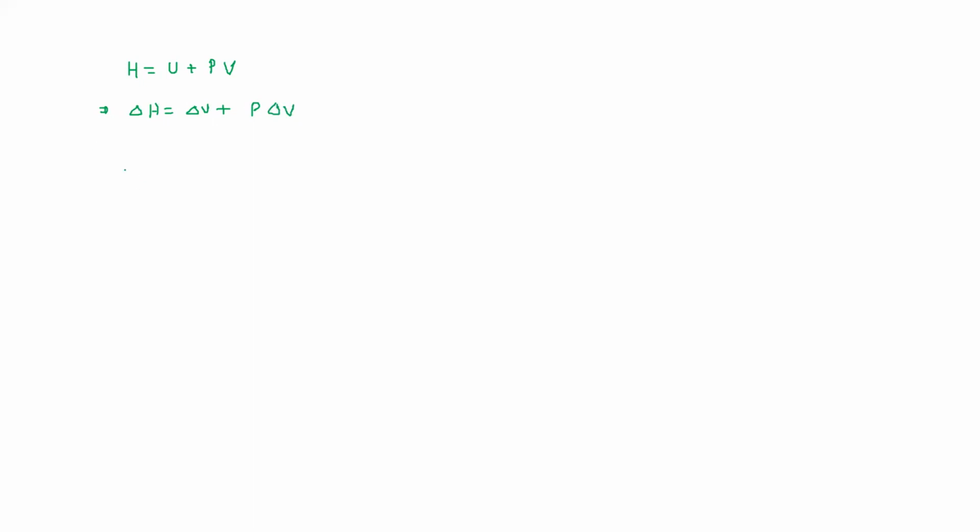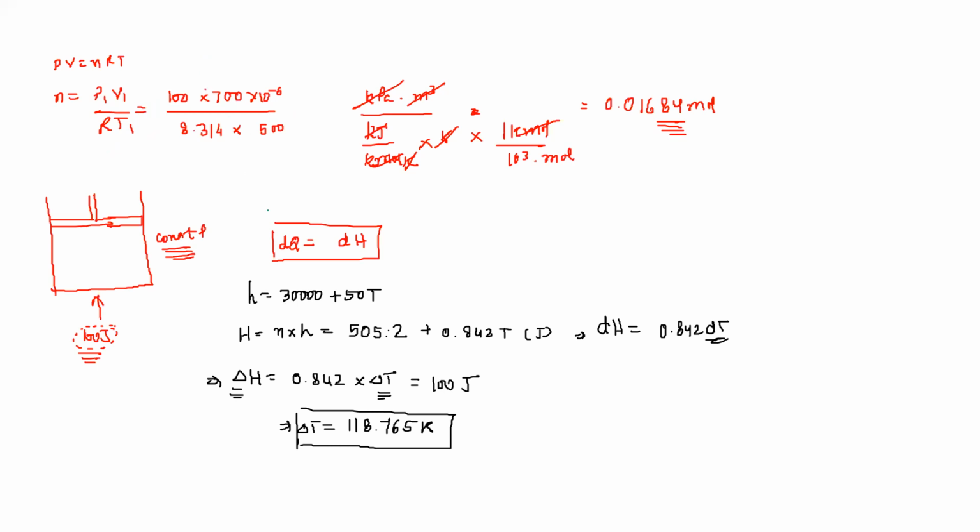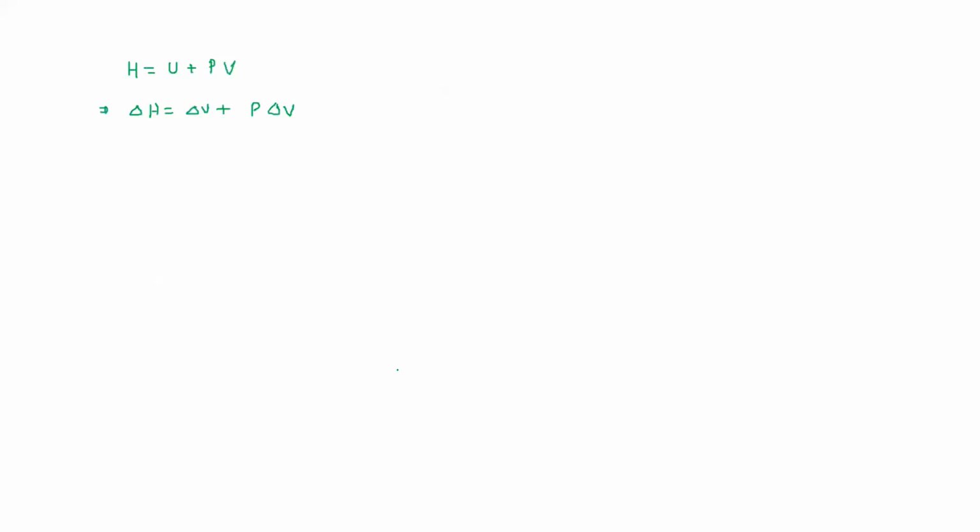Right. Now, delta H, we have already calculated it as 100 joules, right? Delta H is 100 joules. And when we are talking about P delta V, we can again use the ideal gas equation. PV is equal to nRT, which implies P delta V is equal to nR delta T. All right, so we are going to use this here. So we'll get delta H is equal to delta U plus nR delta T.